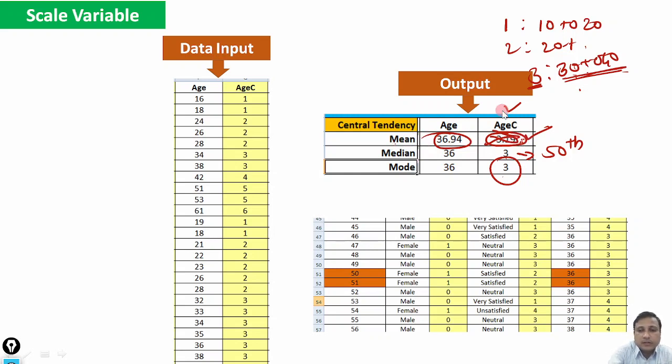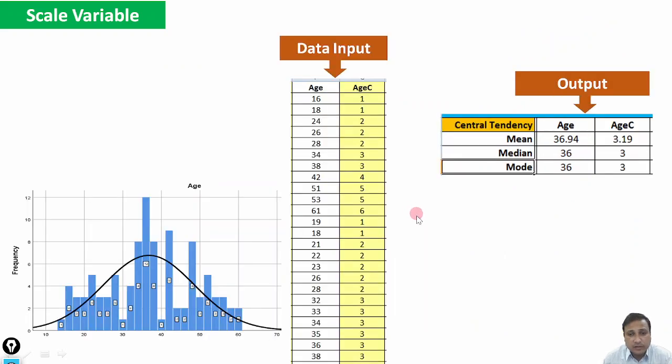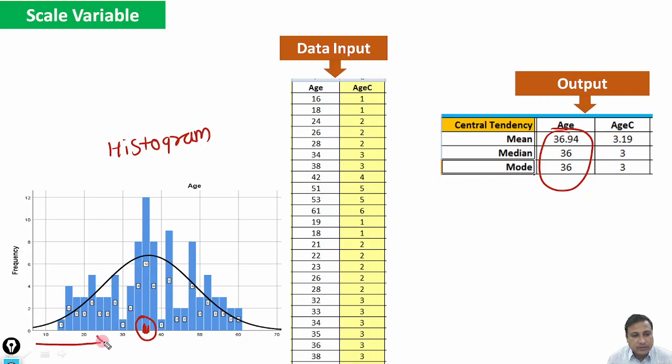Fine. Now let me take you to the graph. Here is a histogram, and in this histogram you can see where my mean, median and mode lie: 37, 36, 36. So they all lie around here somewhere. Why do we call it central tendency? Because we tend to go to the center, and we try to find a value which represents the center of this data.